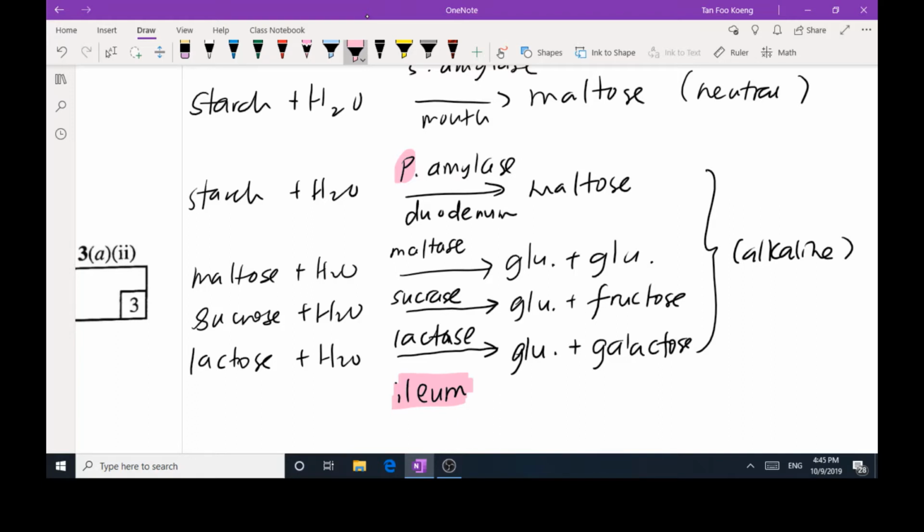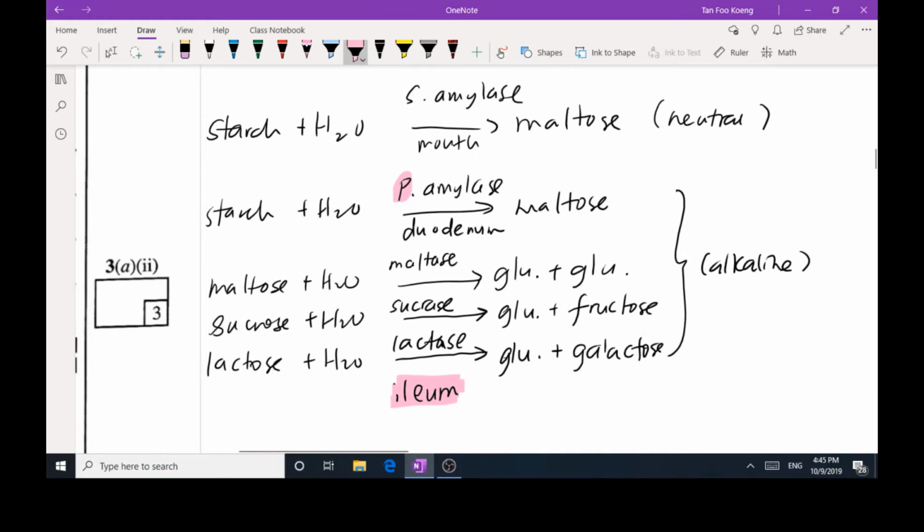Sucrase is the enzyme that speeds up the digestion of sucrose to glucose and fructose. Lactose is also a disaccharide. It is only broken down in the ileum with the help of lactase. So lactase is a catalyst. It speeds up the digestion of lactose to glucose and galactose.